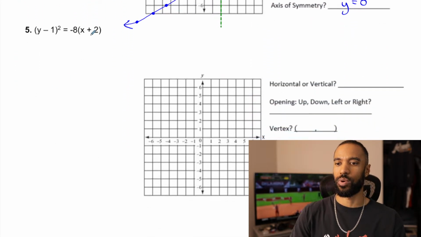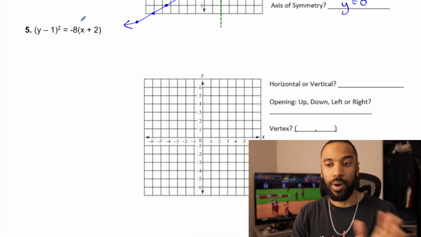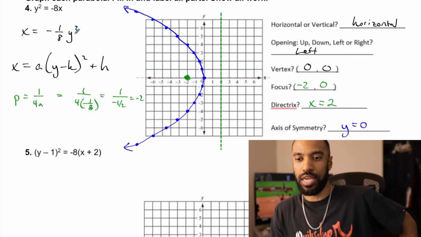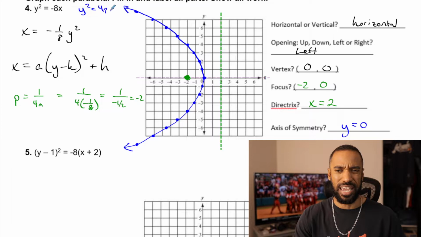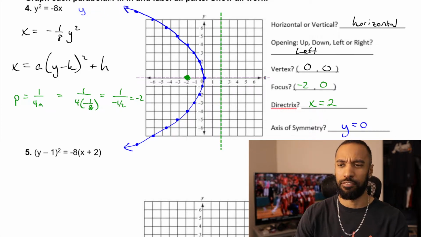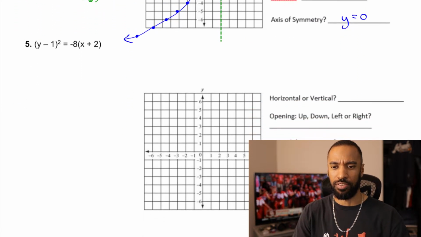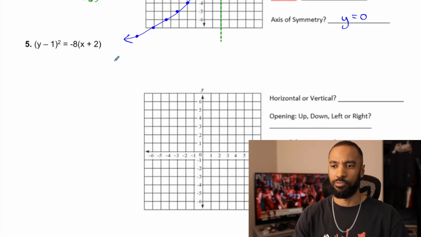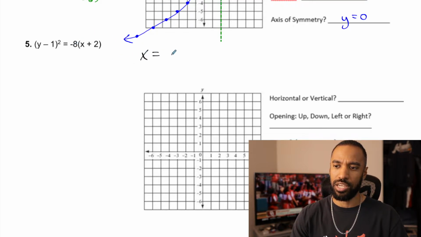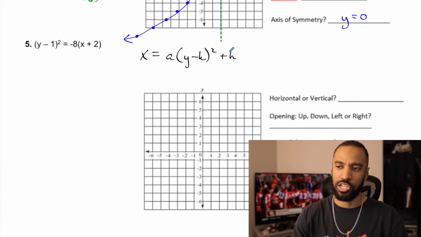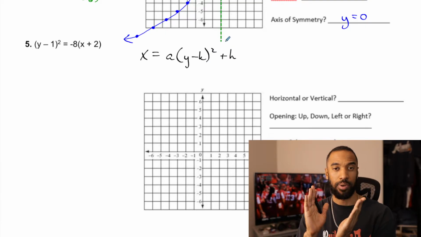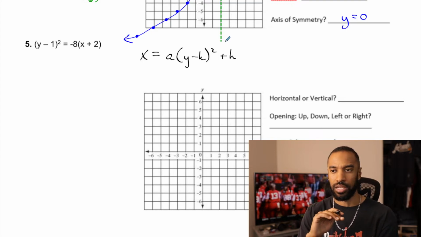All right, let's do the next question here. Same thing. Now, other people write these different ways. That whole 4p thing, some people write actually in the equation. This might be y squared equals 4px, I think. I'm not a big fan of that when it comes to graphing, so I'm leaving it. So I'm going to do the same thing as I did before. I want to make this an x equals a times (y minus k) quantity squared plus h equation. That helps me realize my own vertex, my own stretch factor, things like that.